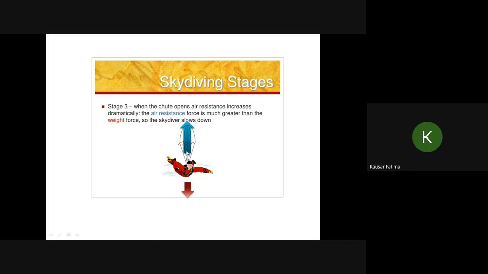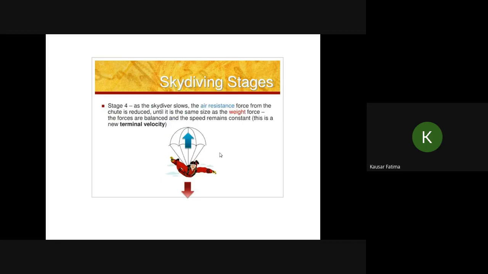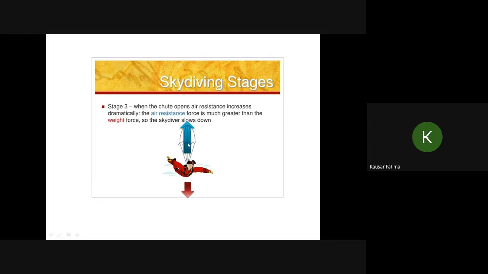When speed decreases, the air resistance will also start decreasing, because air resistance depends on the speed. With increasing speed, air resistance also increases. Stage 4: as the diver slows down, the resistance force from the chute is reduced until it is the same as the weight again. Now again, with the parachute, he will achieve a lower value of terminal velocity. In the previous case, it was a higher value of terminal velocity, and here the velocity decreases, he decelerates, because the resultant force acts in the upward direction. It means acceleration is also in the upward direction.